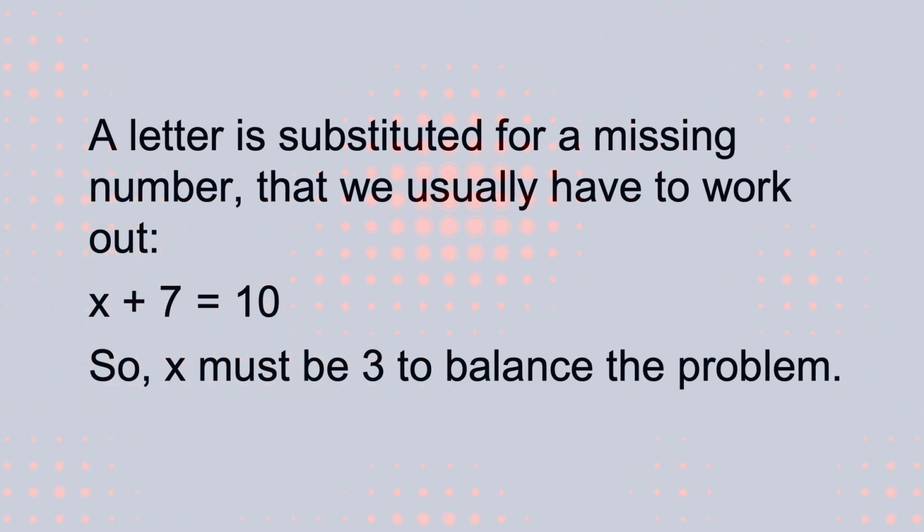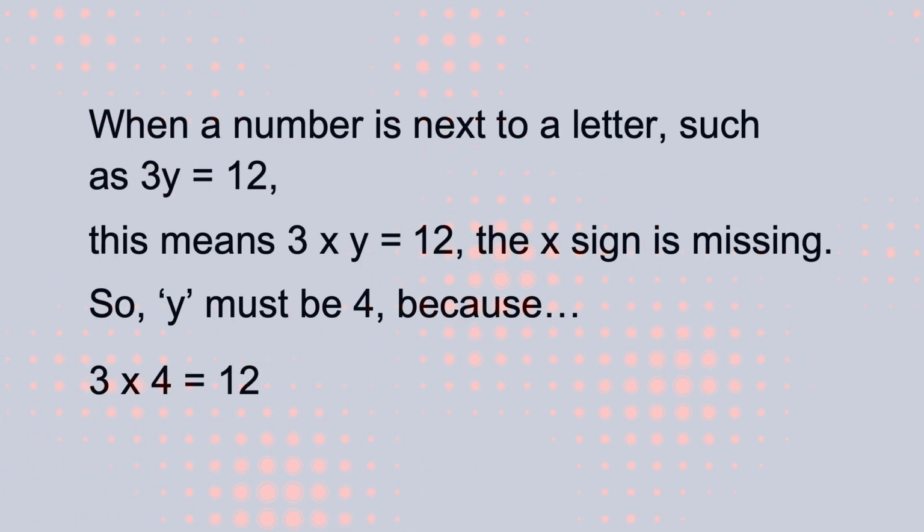X plus 7 equals 10. So, x must be 3 to balance the problem. 3 plus 7 equals 10. When a number is next to a letter, such as 3y equals 12, this means 3 times y equals 12. The x sign is missing, so y must be 4, because 3 times 4 equals 12.